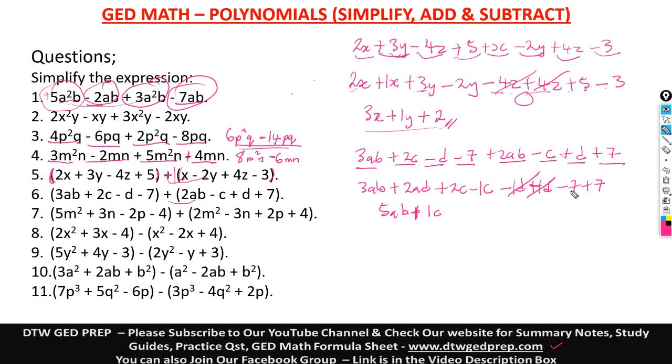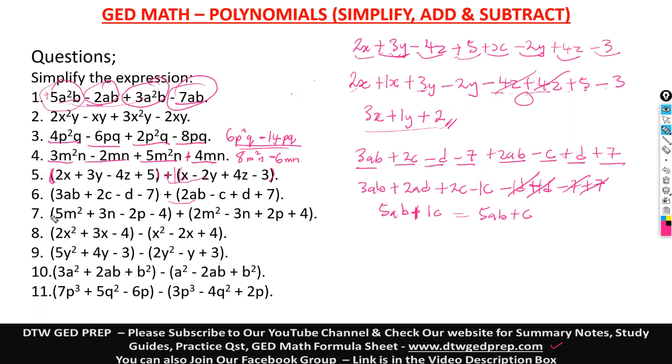Here also, a negative 7 positive 7, we're also subtracting. This will give us a 0. So we're left with this, which we will finally state as what? 5ab plus c. You know, in your answer, you won't see 1. So you will see just c. Okay? So let's go to number 7.